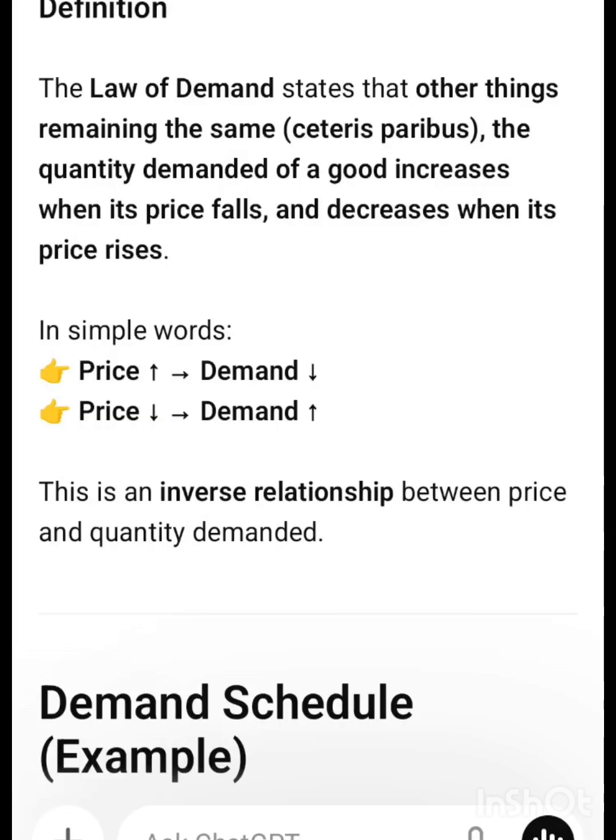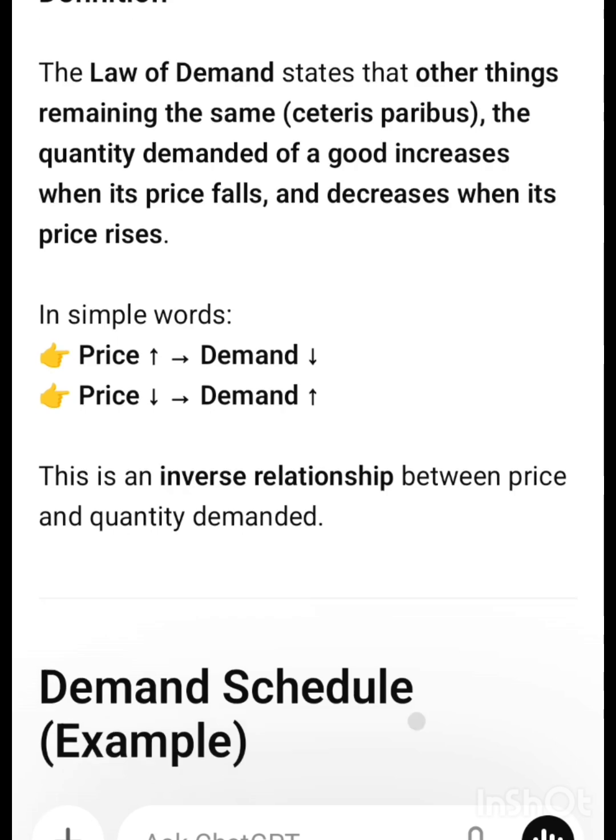Good morning, all. Today we are going to discuss the first concept, that is the law of demand. The law of demand states that, other things remaining the same, the quantity demanded of a good increases when its price falls and decreases when its price rises. In simple words, price increases, demand decreases; price decreases, demand increases. This is an inverse relationship between price and quantity demanded.